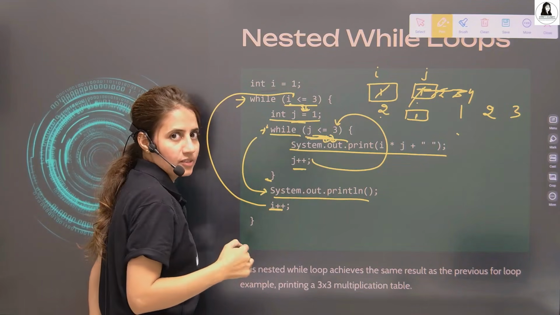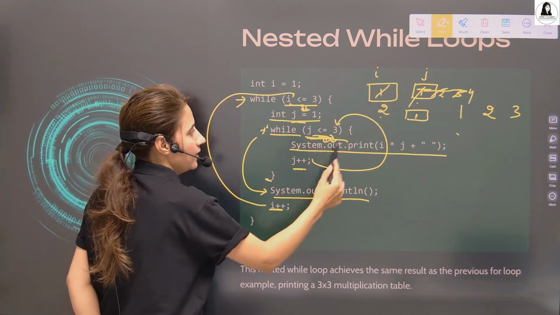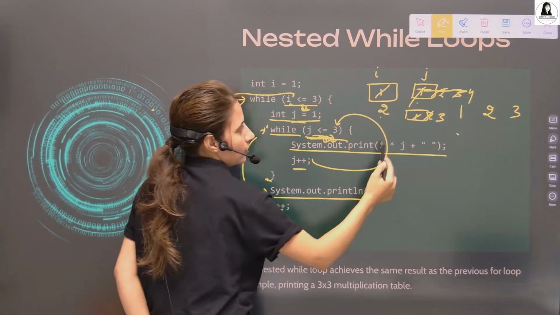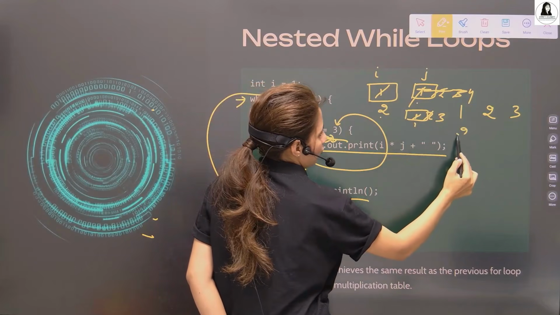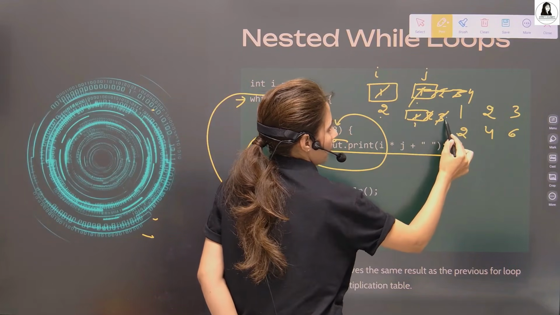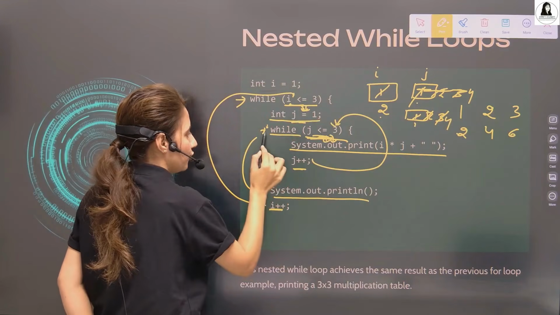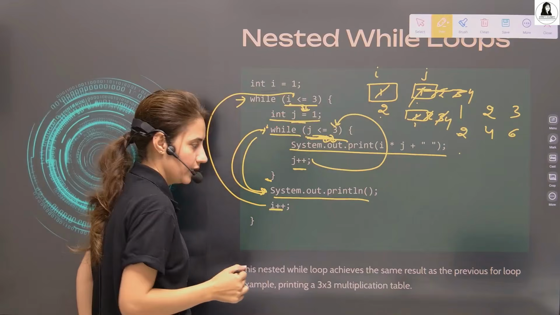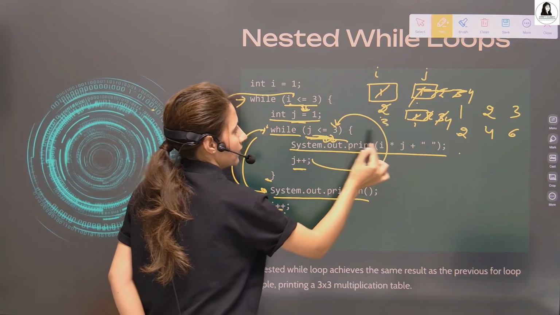Is this condition true? Yes. So again this loop would be repeated 3 times, for 1, for 2, for 3. So if j is 1, it will print 2. If j is 2, it will print 4. If j is 3, it will print 6. Once j becomes 4, the condition is not true. Control will go here and the cursor would be on a new line. i plus plus, i becomes now 3.